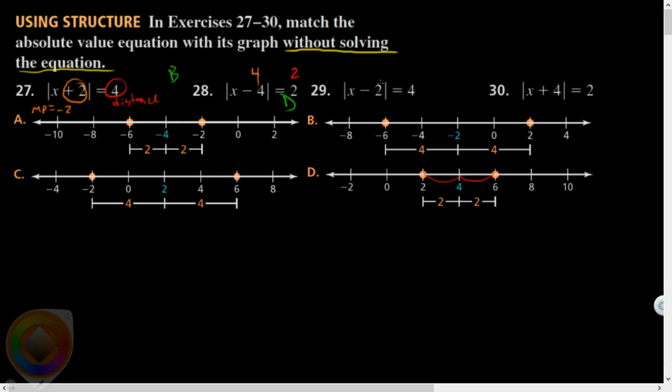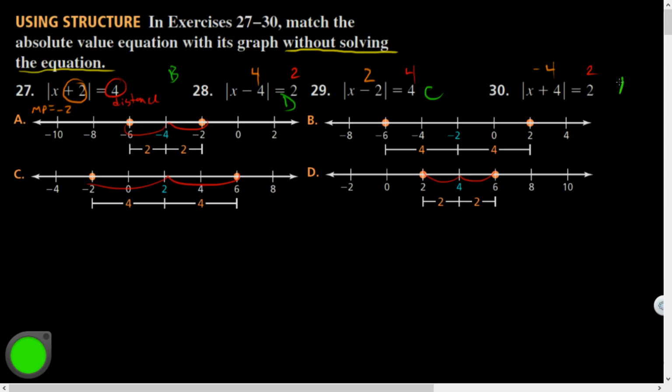Over here, the midpoint is going to be +2, and the distance is going to be +4. So +2 and then distances of 4 away on both sides. C will be the graph of the solutions for 29. And lastly, for 30, the midpoint is -4. That's the tricky part, it's the opposite of that. And the distance away from -4 is 2. So -4 and then 2 away, 2 away. You can see the solutions there are A.